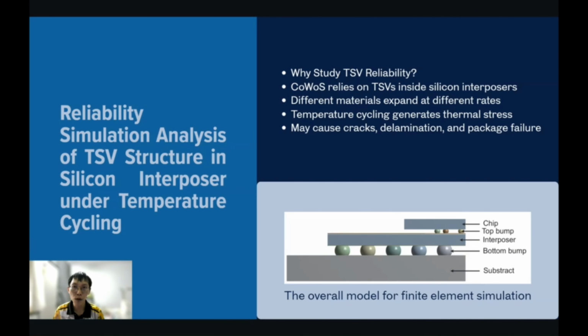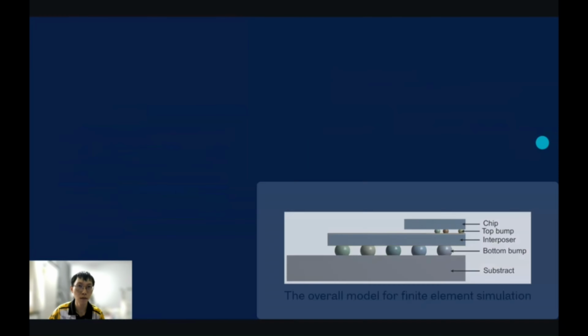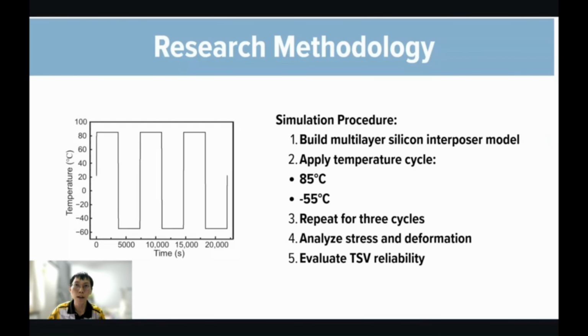To investigate this problem, the researchers developed the finite element 3D model as shown in this figure, which closely represents an actual CoWoS package's structure. The researchers use finite element simulation to evaluate the TSV reliability. As shown in the figure, this model is subjected to temperature cycling between 85 degrees Celsius and negative 55 degrees Celsius.